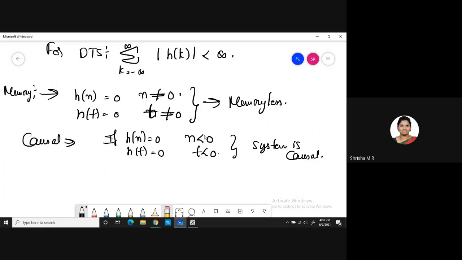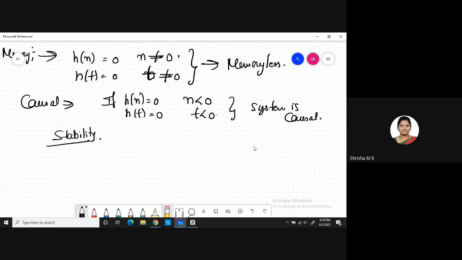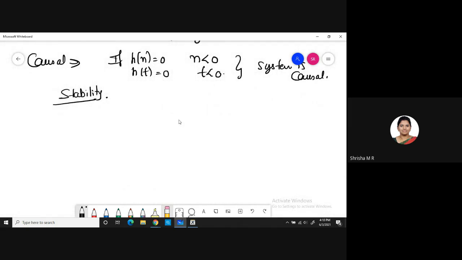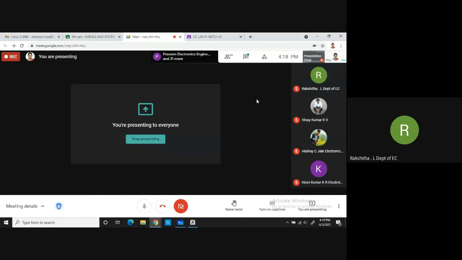And for stability, the impulse response should be absolutely integrable or summable. Okay, it should converge to a finite value which is less than infinity. So that is the condition for stability. Got it, everyone? Clear? It's clear, these three classifications of systems for impulse response. Is it clear, everyone? Yes, ma'am. What about others?